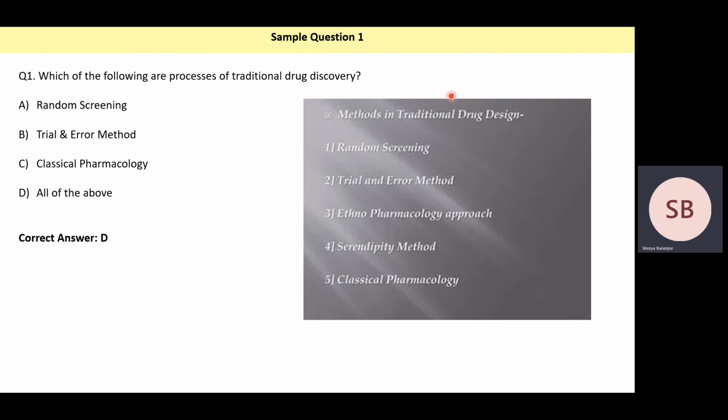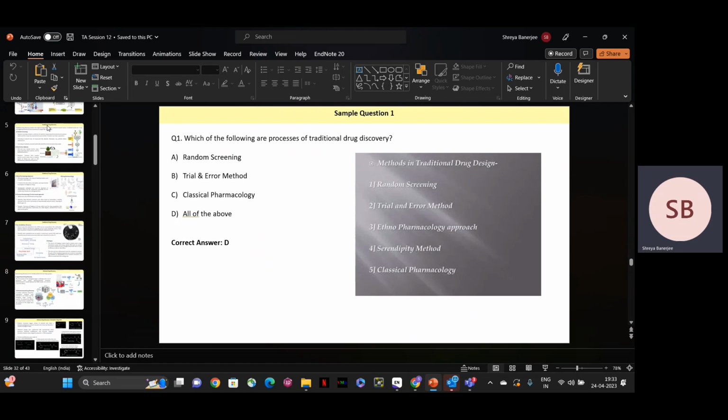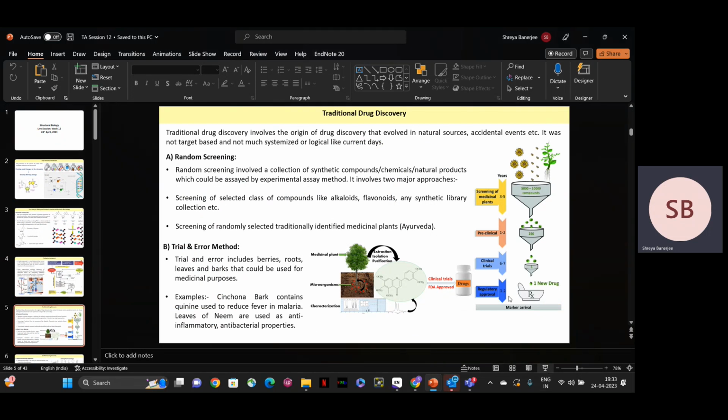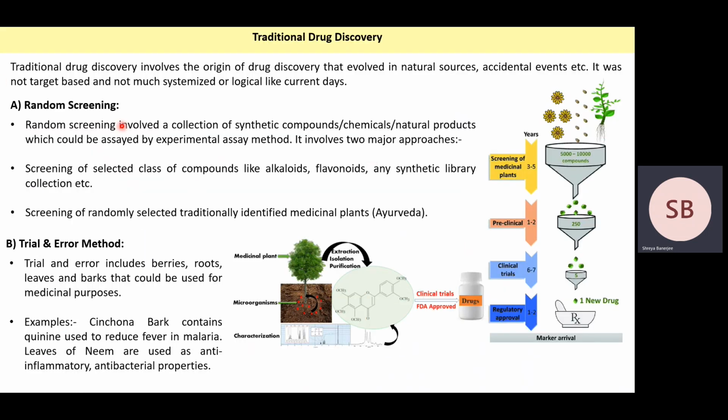If you recall, the methods in traditional drug design are firstly random screening. I'll just go back to the traditional drug screening slide. Yes. So the methods of traditional drug discovery are random screening, where a collection of synthetic compounds, like either selected classes of compounds like alkaloids or flavonoids, or traditionally identified medicinal plants, are screened and then experimentally assayed.